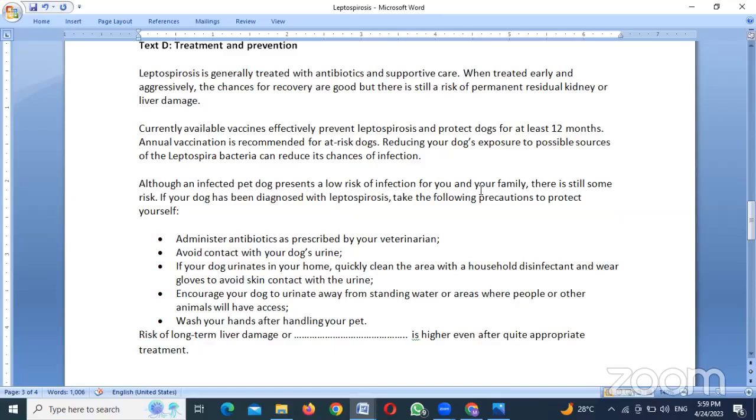Okay, a little bit we need to reorganize the words, but the answer is that there is still risk: permanent residual kidney or liver damage. So we will write permanent residual kidney. Even after appropriate treatment, when treated early and aggressively, the chances of recovery are good, but there is still risk of permanent residual kidney and liver damage. So our answer is residual kidney.